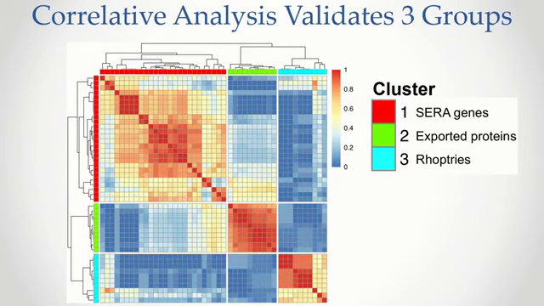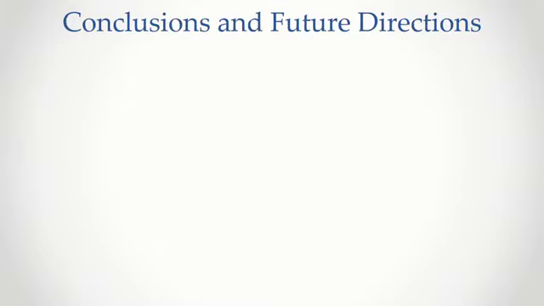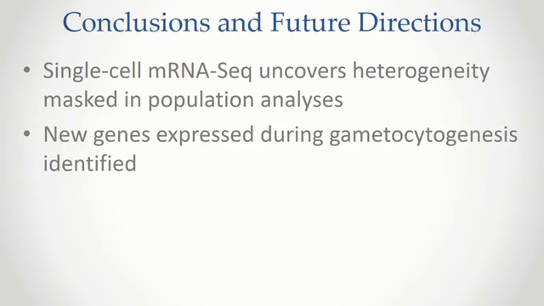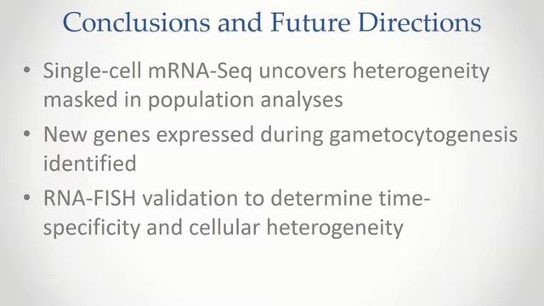And so in terms of the conclusions and future directions from this study, we used single-cell mRNA-seq to uncover heterogeneity that is masked in population analyses. New genes expressed during gametocytogenesis have been able to be identified using this method. And what I am currently working on is RNA FISH validation to determine whether those clusters are time-specific or whether there is cellular heterogeneity. And I can take that a step further within each population to determine the cellular heterogeneity of gene expression.